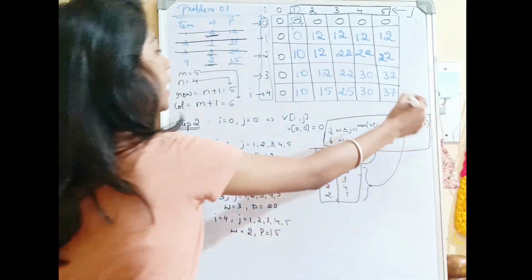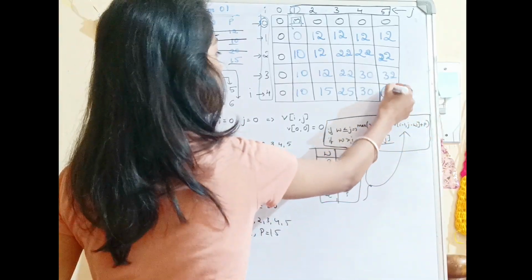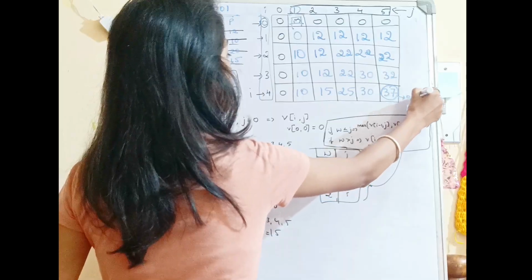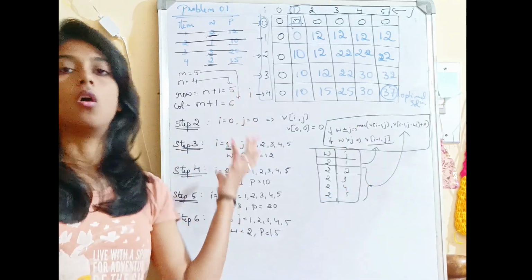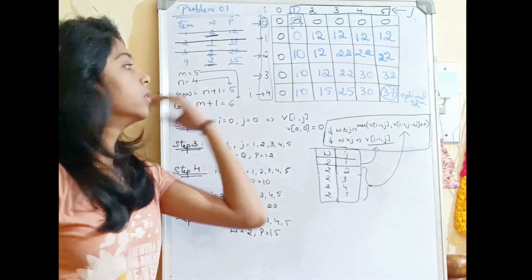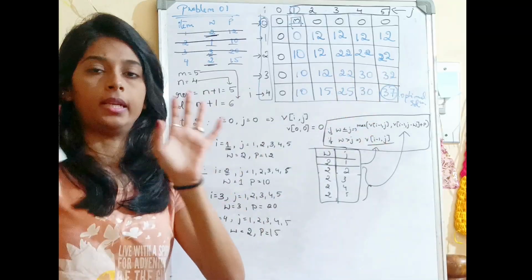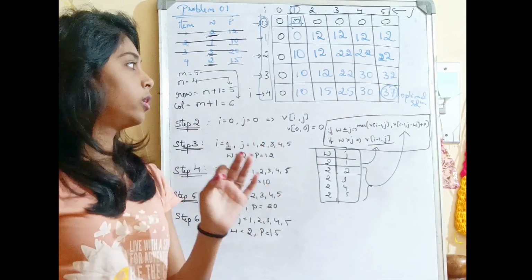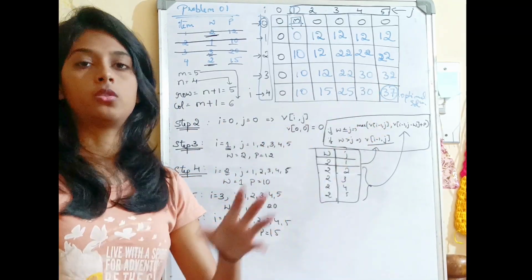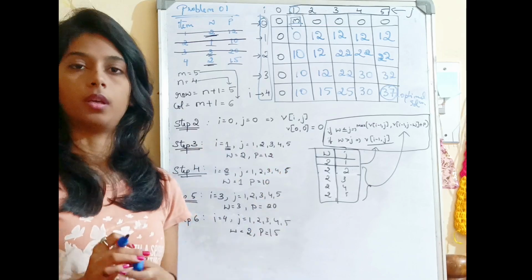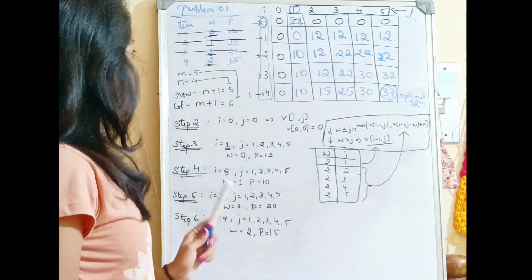Okay, whatever the answer we get here, this is known as the optimal solution. After solving all this, you have to mention the optimal solution by writing it in a sentence. So therefore, the 37 is the optimal solution for the given problem. Okay. So I hope you have understood it.